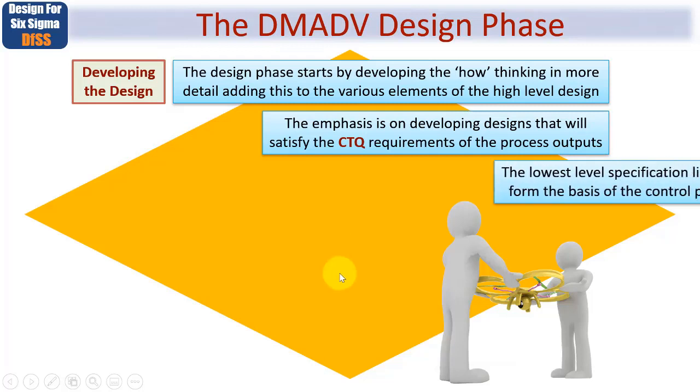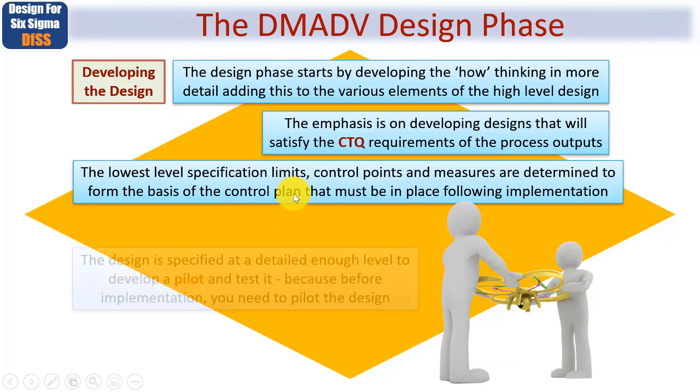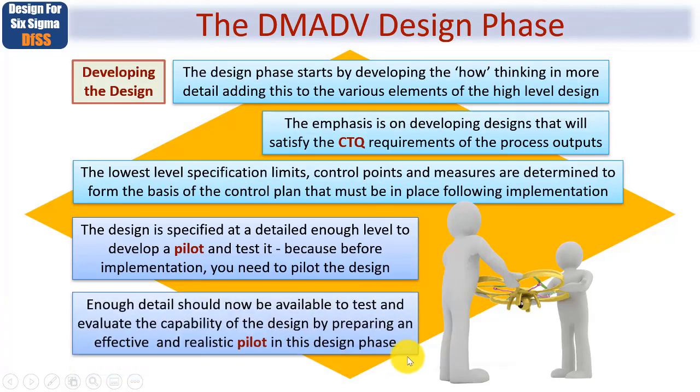And here, the lowest level specification limits, along with control points and measures, are determined, and these form the basis of what's known as the control plan that must be in place following implementation. More of that later. So the design is specified at a level that's detailed enough in order to develop a pilot and then go on to test it. Because before implementation occurs, you need to have piloted this new design. So enough detail should now emerge in order to test and evaluate the capability of the design, and the way you do this is to prepare an effective and realistic pilot here in the design phase.